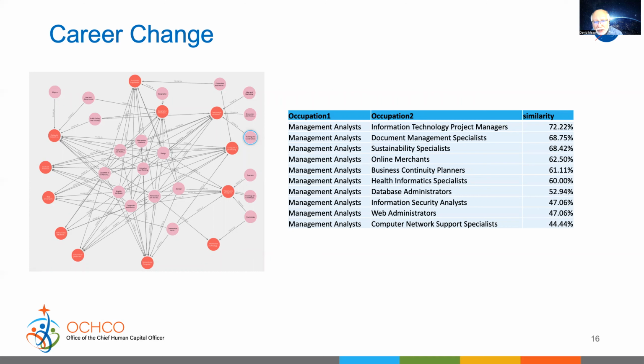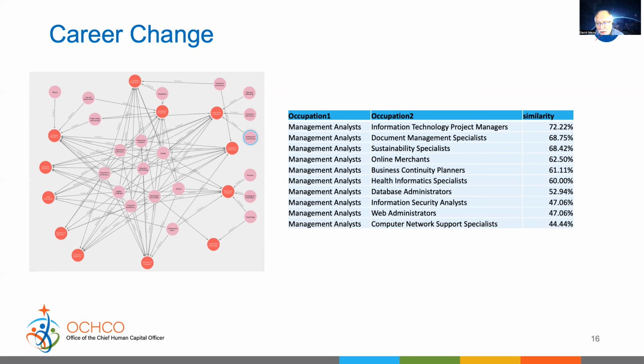But I want to do something more technical. What can I do? Well, it shows up right away that I'm 72% similar to information technology project manager. Management analyst is a lot of project management type work. You can easily slide over and do some project management, but it's not technical enough. Maybe I want to do more about information security. I hear that's a great job to do. There's a lot of advancement in that.